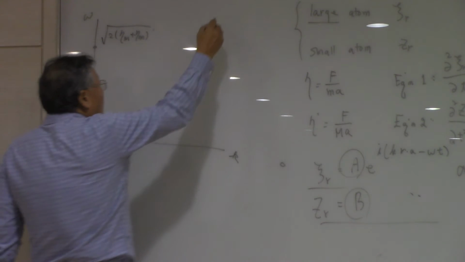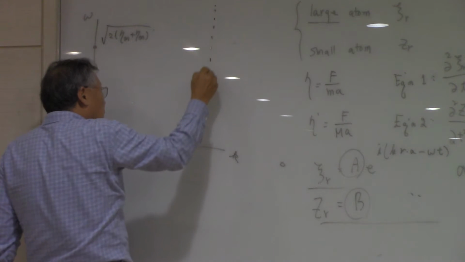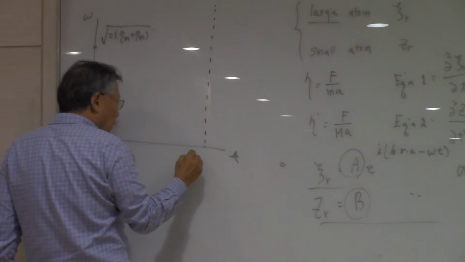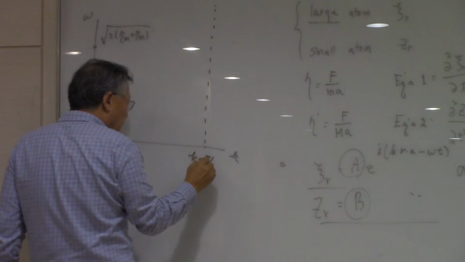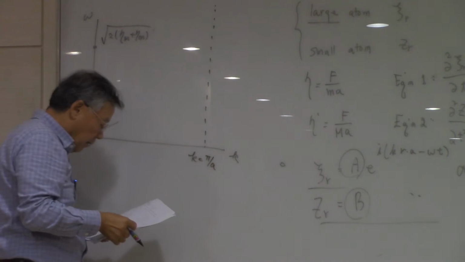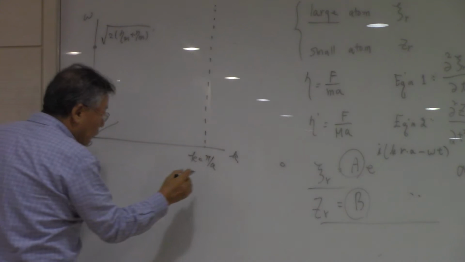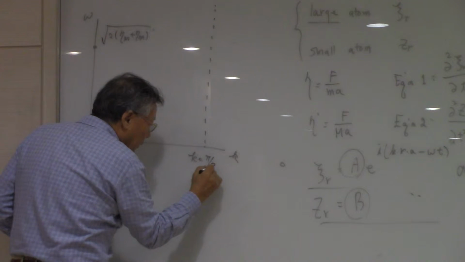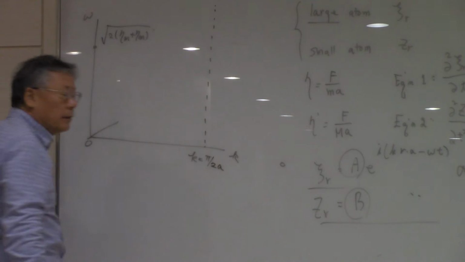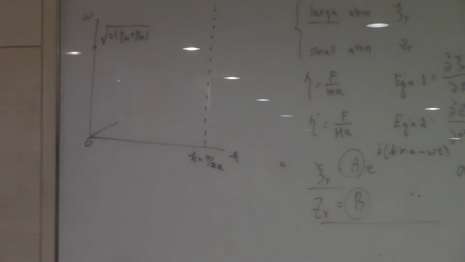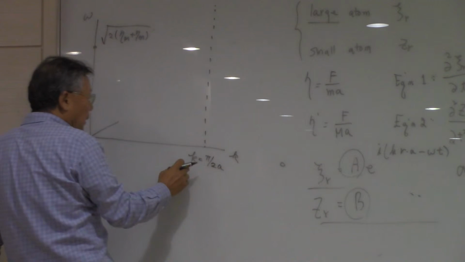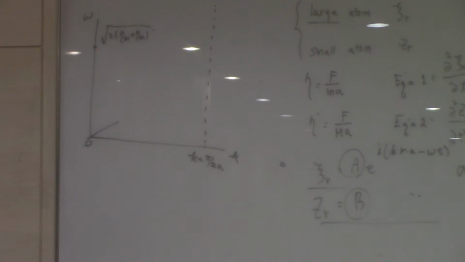And then we have to think about the other one where the k is equal to pi over a. 2 pi over 2a, maybe. Pi over 2a. Okay? Then what happens in the k equal to pi over 2a?